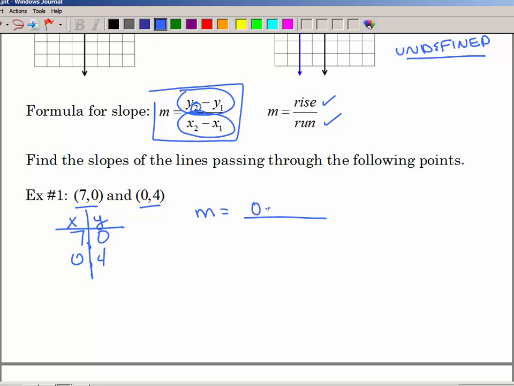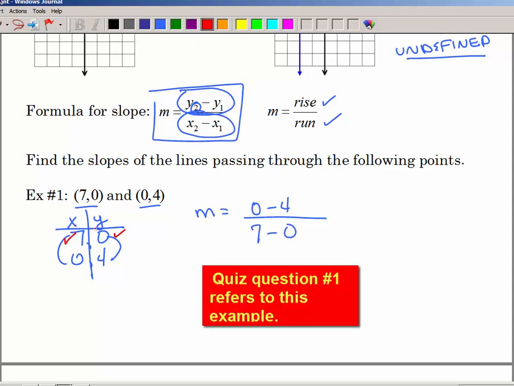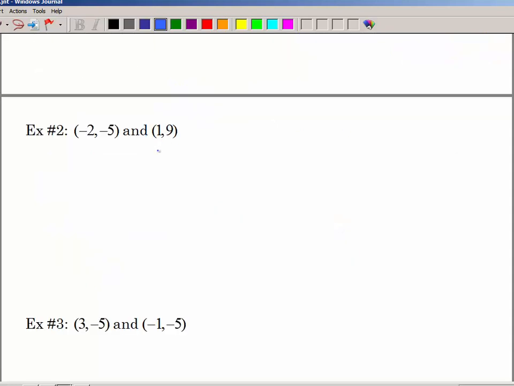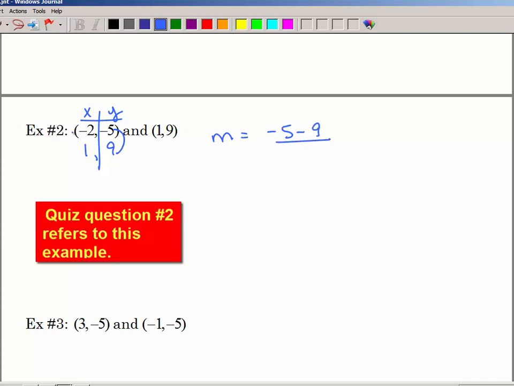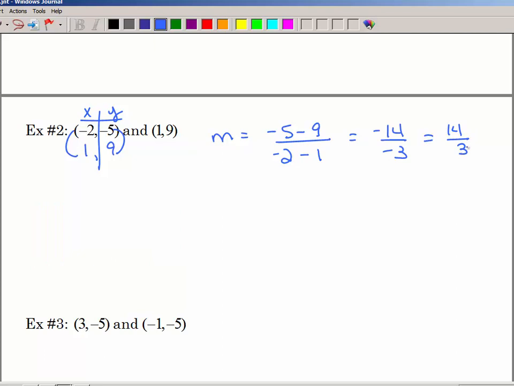So I'm going to have 0 minus 4 divided by 7 minus 0. So notice this was first, so that one's first over there. Again, just stay consistent. So we have negative 4 over positive 7. Right, again, I'm going to line these up underneath one another. I'm going to say those are my x's, those are my y's. Right, so I want to subtract my y's, negative 5 minus 9, and then negative 2 minus 1. And then you should know that a negative over a negative, you always want to write that as positive.